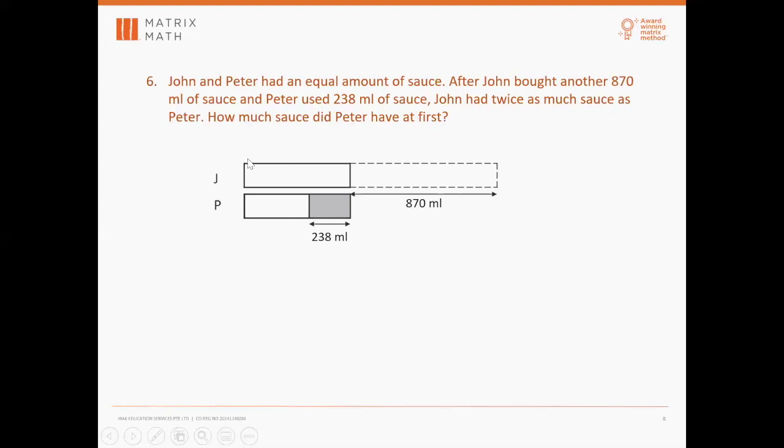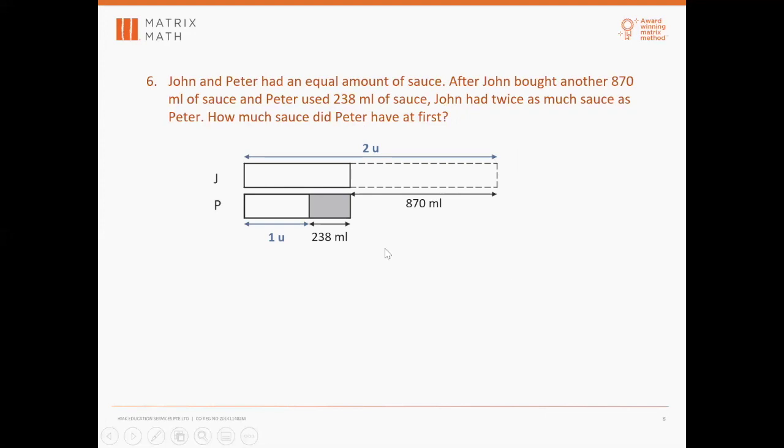Okay, so after all this, it says that John had twice as much sauce as Peter. So the new total for John will actually be 2 units. I just put 2U over here. And Peter's remaining, after he used 238 ml, will be 1 unit. So I'm going to indicate there 1U.